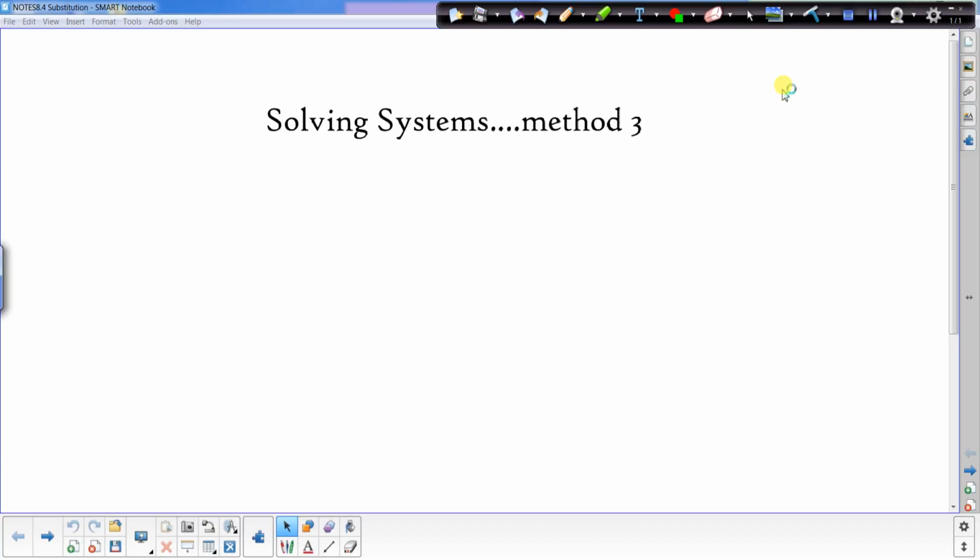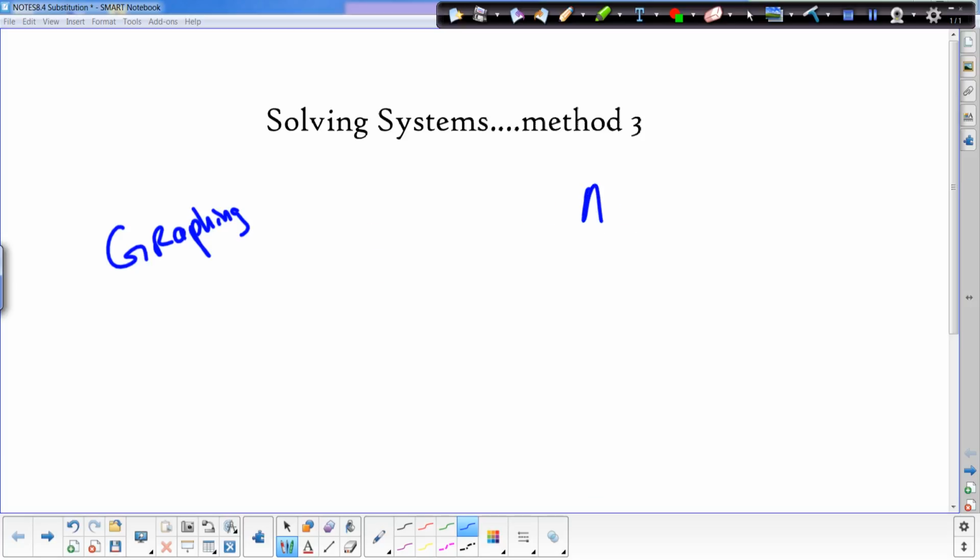Alright, today we're going to be looking at our third method of solving systems. Just a reminder, we had our first method, that was graphing, and then we have our next two methods that are called algebraically. When you do something algebraically, you can do one of two things. What we've been learning, which is elimination. And then today, we're going to be looking at our new one, called substitution.